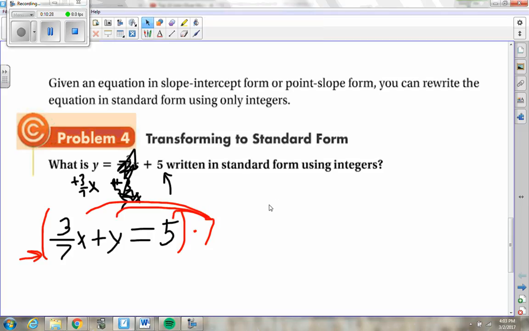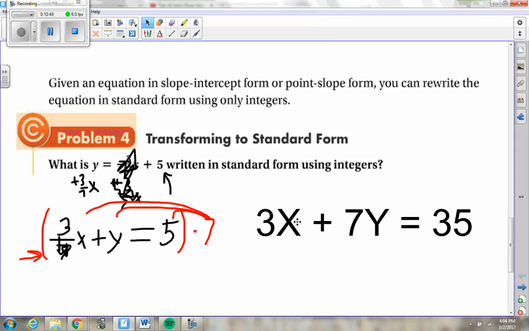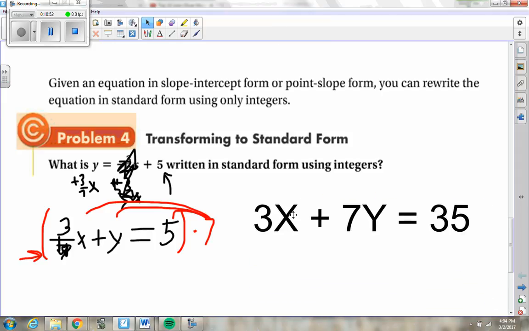What I end up with when I multiply that is 3/7 times 7 makes the bottom of the fraction go away, and I just have 3x plus, now y times 7 gives me 7y, and then on the other side of my equal sign I now have 5 times 7. 5 times 7 is 35. So I end up with this equation in standard form. Okay? In this case, I don't have to do the extra step of moving some numbers around, doing the distributive property. It's much easier to do it in this form.